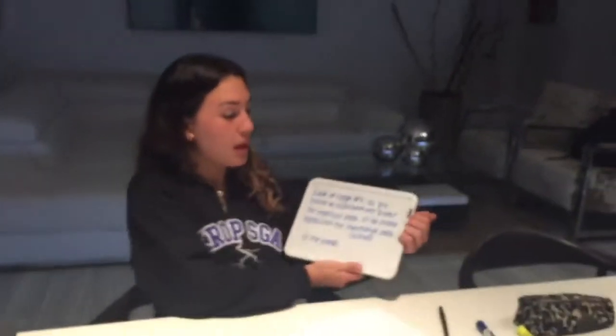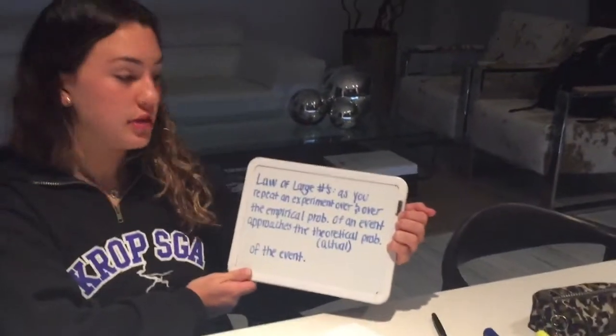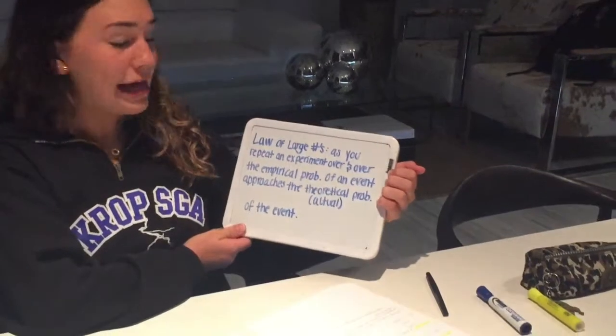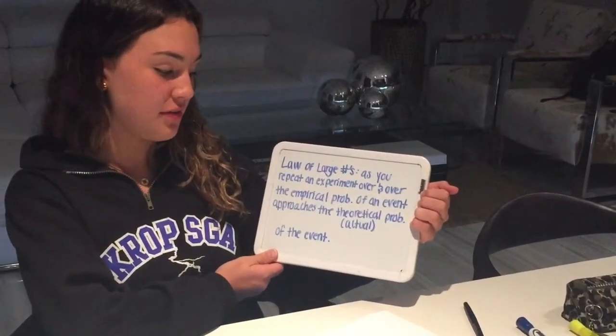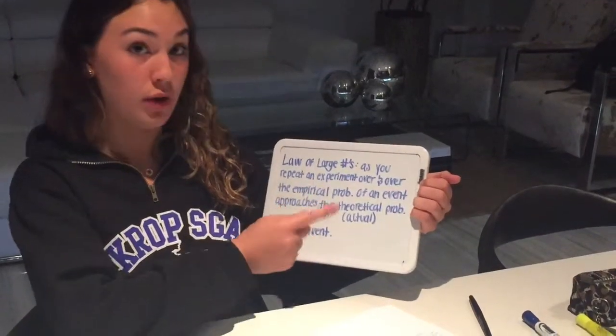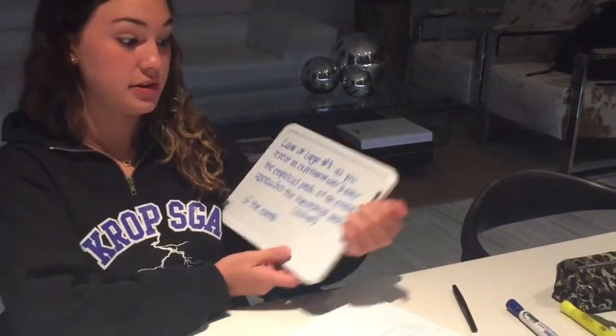Another component you must understand when doing probability, especially empirical probability, is the law of large numbers. Basically, what the law of large numbers says, in technical words, is as you repeat an experiment over and over, the empirical probability of an event approaches the theoretical or actual probability of the event. What that basically means is the more times you repeat an experiment or an event, the closer you get to the actual value.